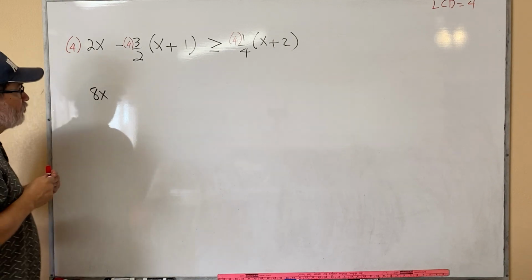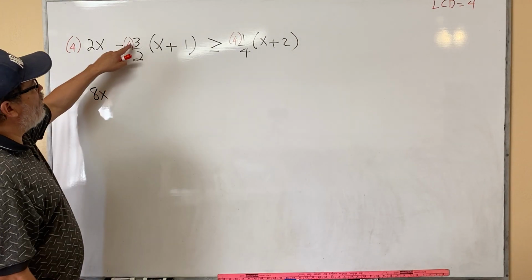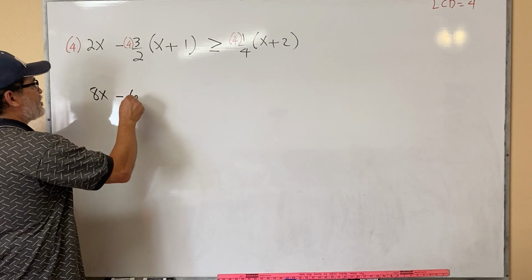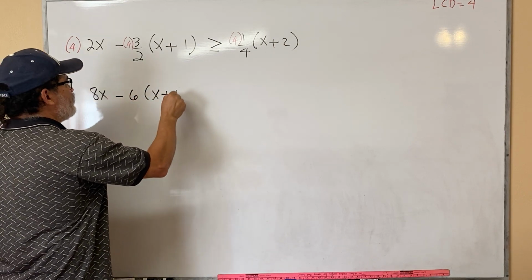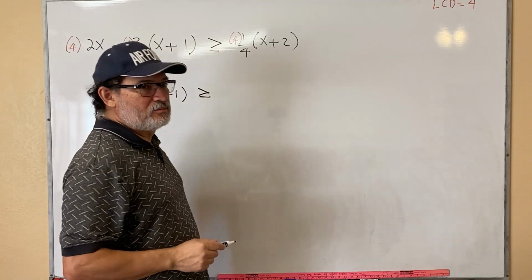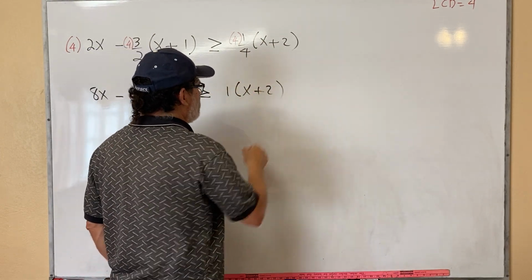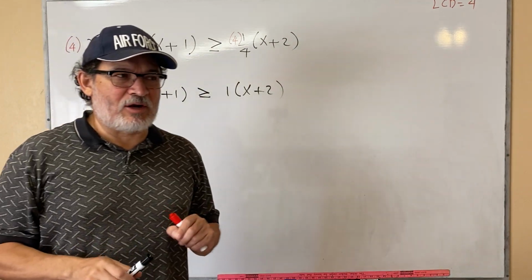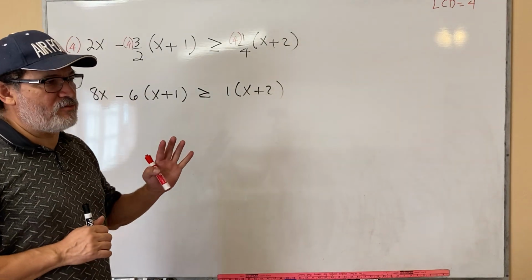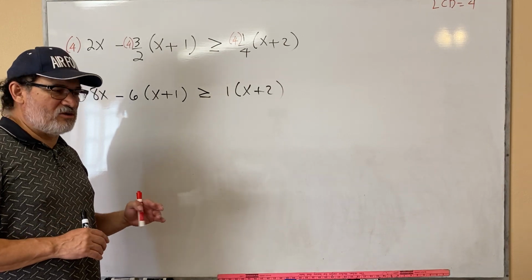Okay. So here, what's 4 times 2x? 8x. What's 4 times 3? 12. And what's 12 divided by 2? 6. So this is minus 6 times x plus 1 is greater than or equal to, the 4's cancel. And it's 1 times that. 1 times x plus 2. Note, I don't worry about parentheses when I multiply every numerator by the LCD, trying to get rid of fractions. We don't worry about parentheses until the fractions are gone.